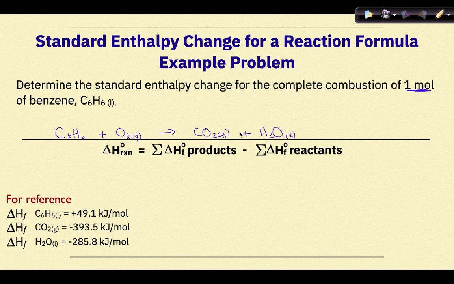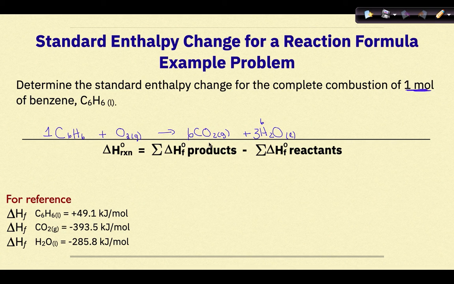So this is a combustion reaction for 1 mole of benzene. So I know this has to stay 1 mole. So let's see how this works out. So 6 carbons, I need a 6 right here. Now my carbons are balanced. Next is always the hydrogens. I have 6 hydrogens. I need a 3 right here. 3 times 2, that'll give me 6 hydrogens right here.